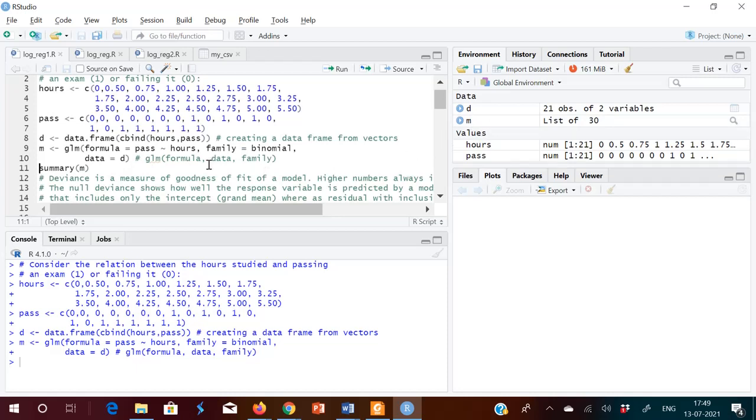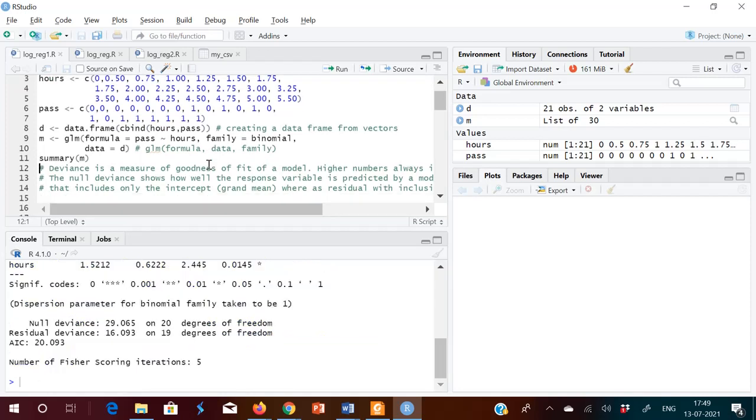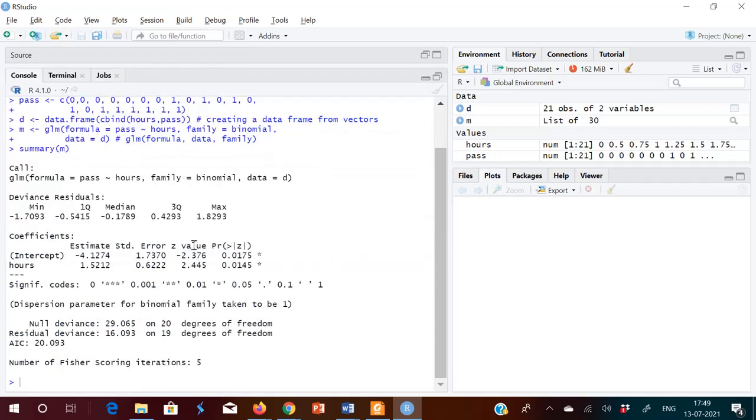If you type summary, we'll get the details of the model we made. Okay, so we are good. This is the result of the model. When we call the summary, it tells the formula, so it is pass versus hours, and this is the residuals. What is important is the intercept and then hours.